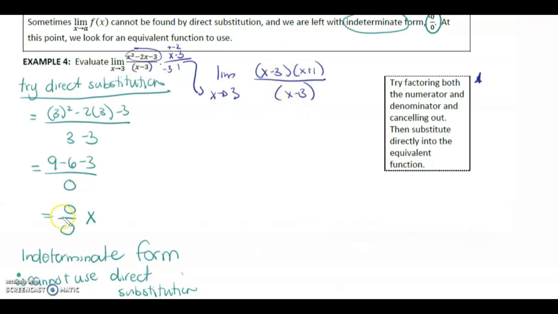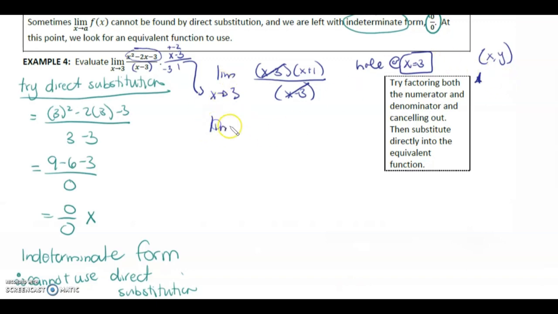Okay, the reason why we got 0 over 0 is because we can cancel out this x minus 3. So essentially, there is a hole at x equals 3, if you think about it. So yeah, you're not going to be able to directly substitute in because it's never going to yield an x comma y, like an ordered pair.